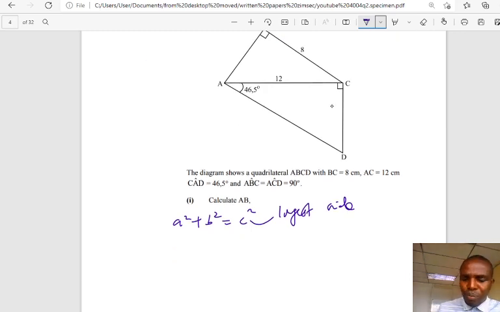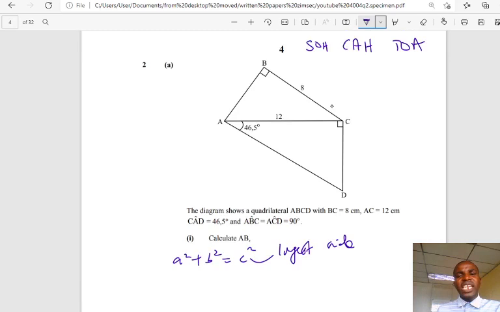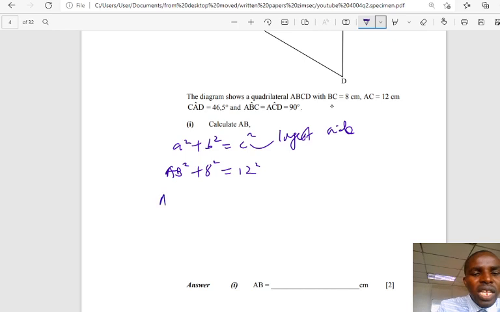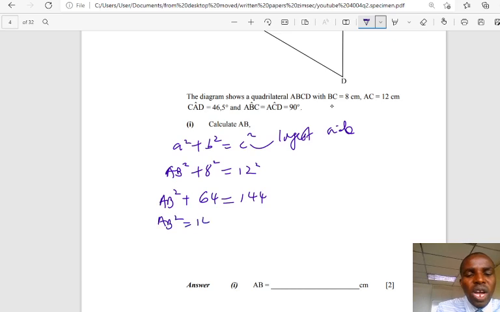So we can say AB squared plus 8 squared is equal to 12 squared. Then let's simplify to find AB. Then you say AB squared plus 8 squared, which is 64, is equal to 144, 12 squared. Then AB squared is equal to 144 minus 64.